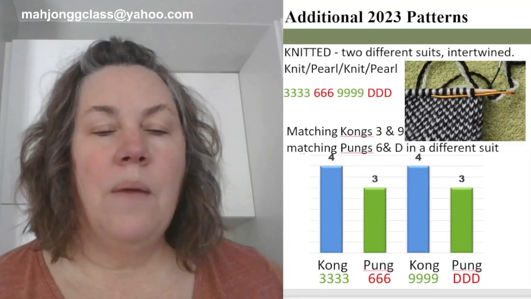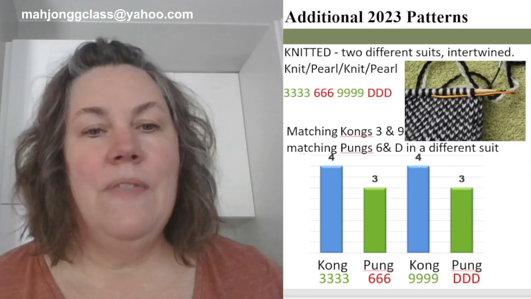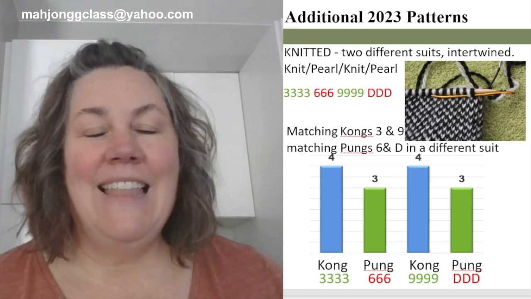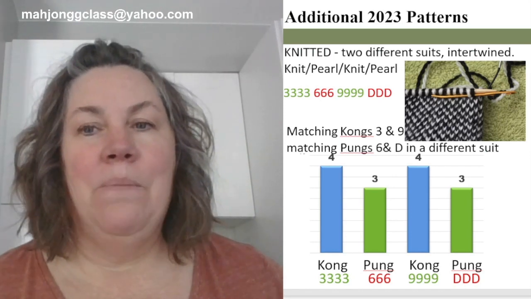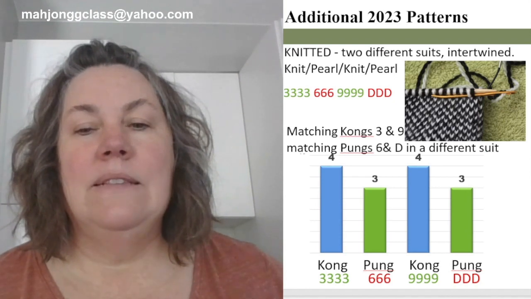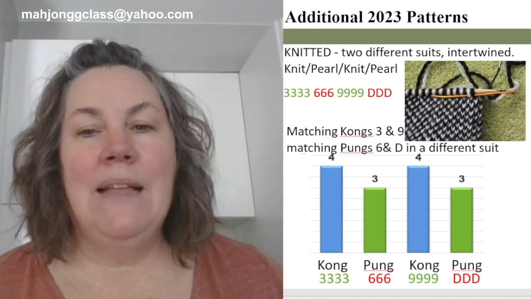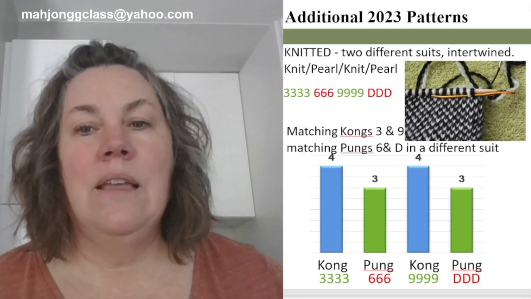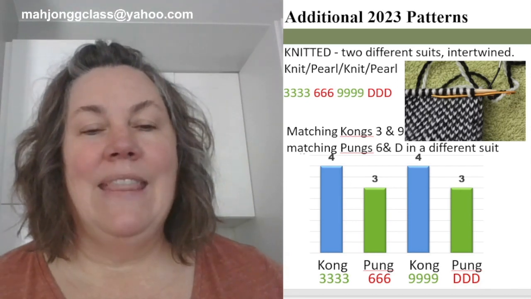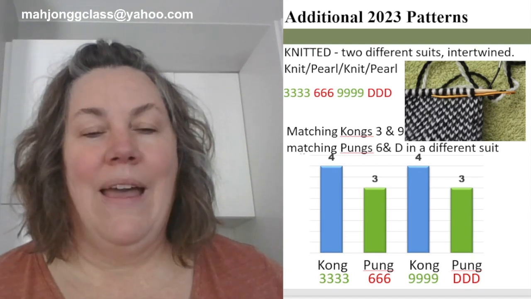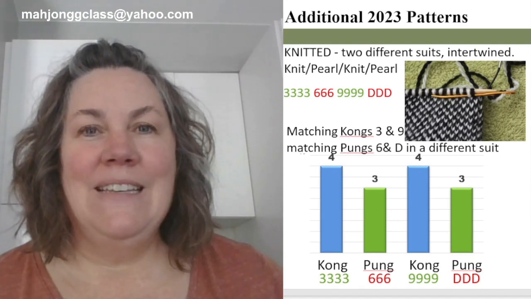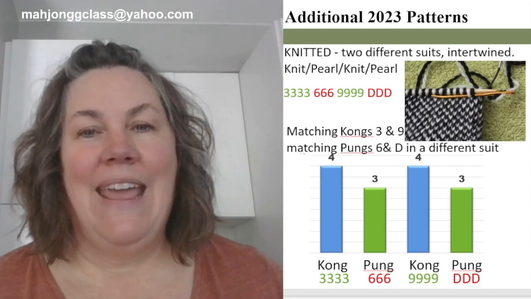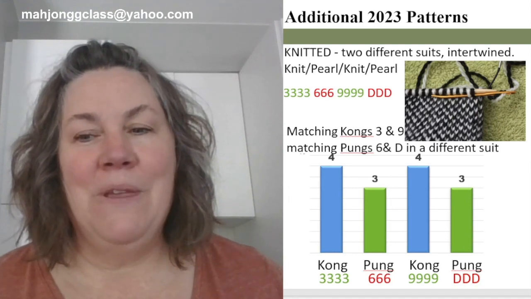There are some less common patterns on the card this year. One of them is called the knitted hand. It's 2 different suits intertwined, kind of like knitting. Knit, purl, knit, purl. Here is the 3, 6, 9 hand, where matching kongs of 3 and 9, and matching pungs, the 6, and the dragon that matches. They're intertwined. This is the only hand on the card this year. But now you know what a knitted hand is, and maybe next year there'll be more knitted hands on the card that you'll be super familiar with.